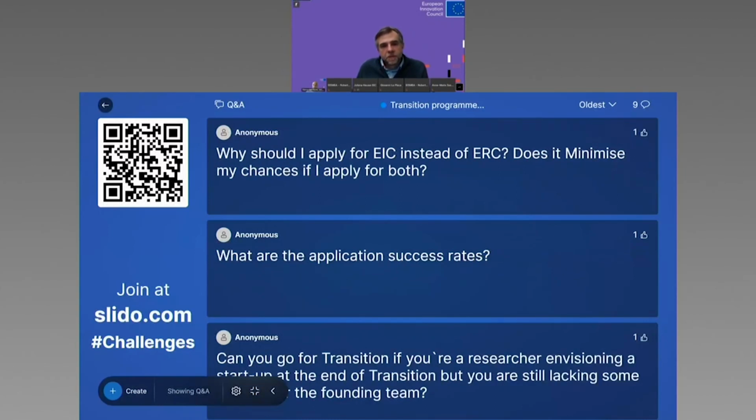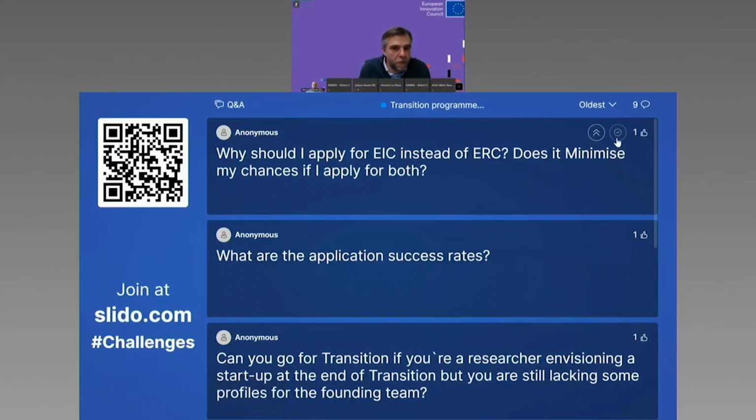Why should I apply to EIC instead of ERC? Does it minimize my chances if I apply for both? These are unrelated. If you're a researcher at the ERC level, you can apply to ERC. Of course, you cannot apply for funding for the same project from two entities. You cannot apply to EIC and ERC for exactly the same thing. But they are complementary, covering different aspects. ERC is more basic research and is not really meant to support transition to accelerator, whereas EIC is more market focused. I think these are complementary opportunities.